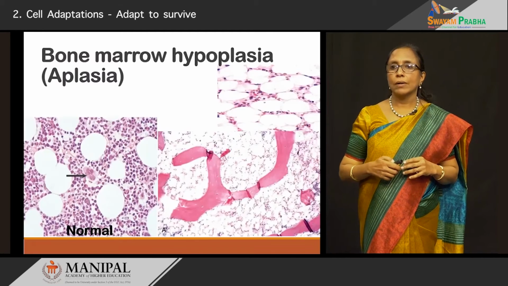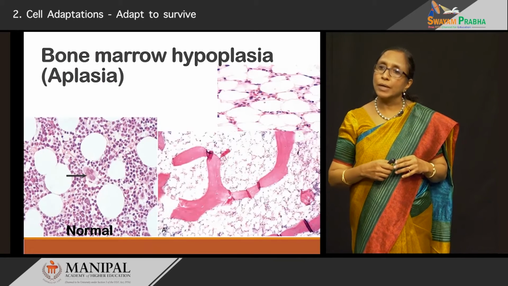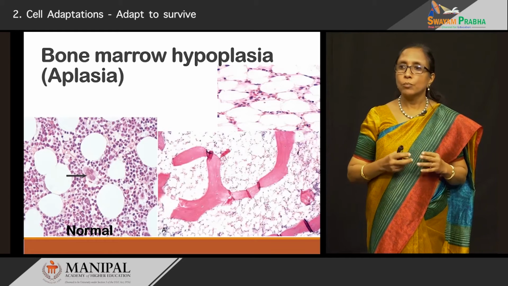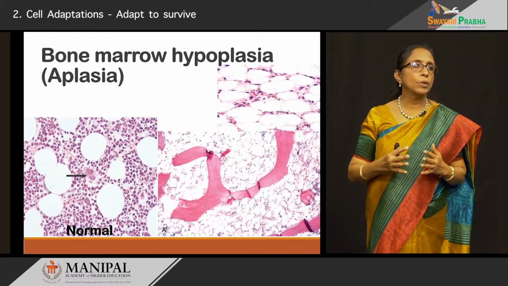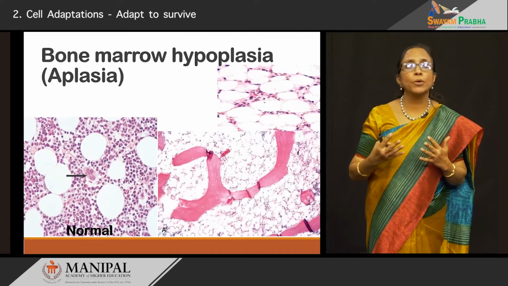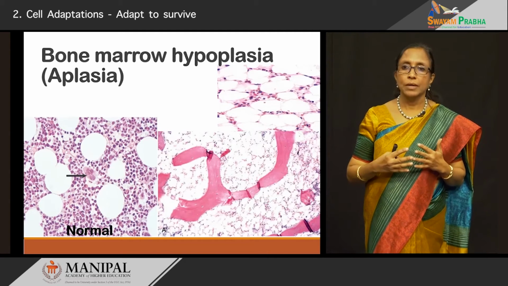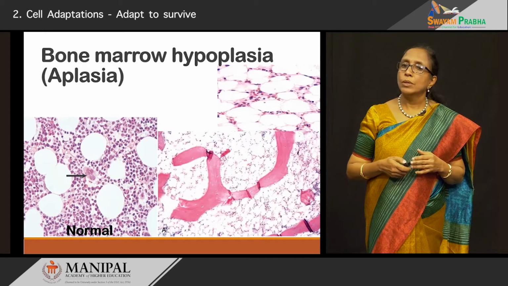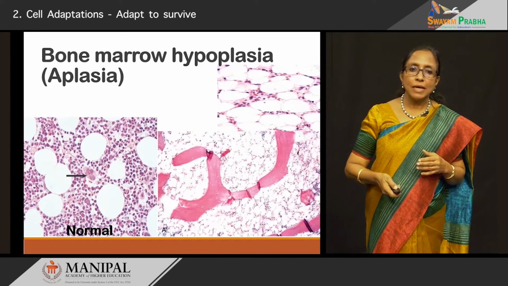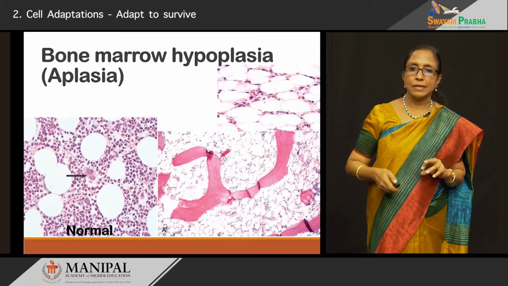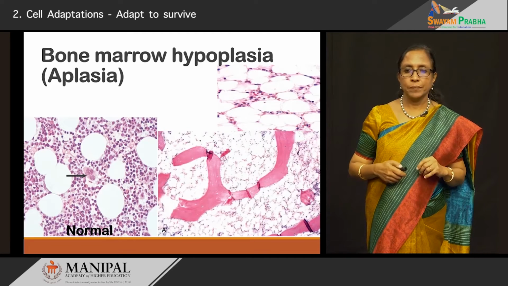Another situation where we use the word hypoplasia is when we talk of the bone marrow. The bone marrow, I'm sure you all know, is the storage or the factory where the hematopoietic cells are produced, the red cells, the white cells, and the platelets. The marrow normally is cellular and it has very few fat spaces between them, as seen in that picture.